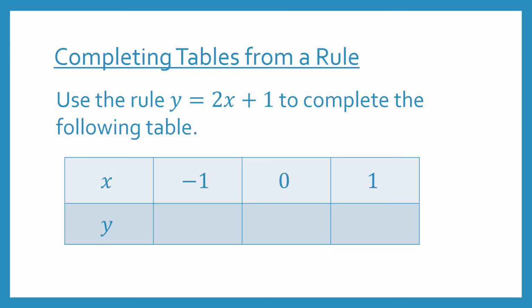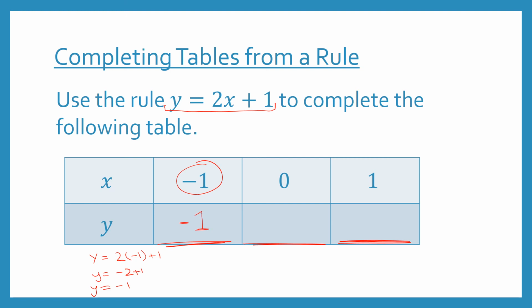So now we're going to look at how we would complete a table using a rule. And we're going to use substitution to do this. So here we have this rule here, y equals 2x plus 1. And we're going to complete this following table, which means filling in each of these boxes. So we begin first time, we have our x equals minus 1. So we substitute that into our equation. And we're going to get the following answer, minus 1. So when x equals minus 1, our y is going to equal minus 1, which is what we got down there.